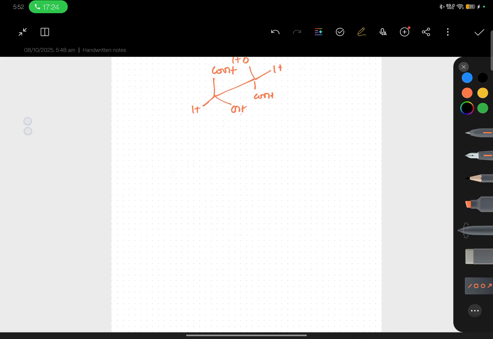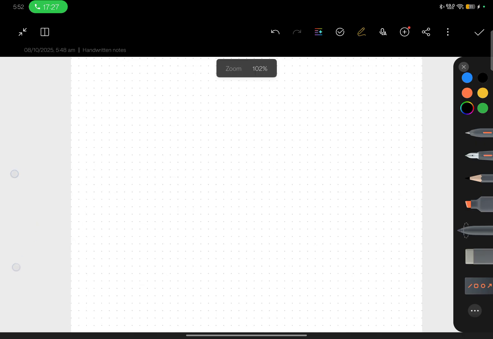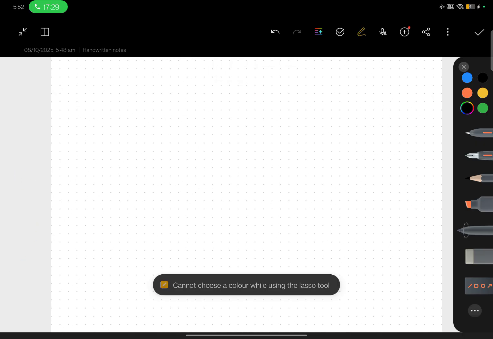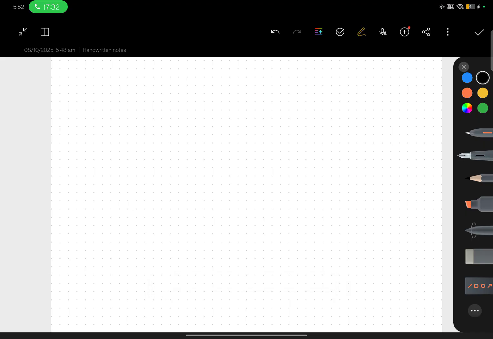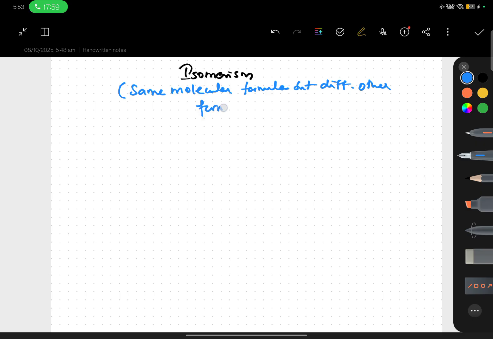Yes, sir. So the next important topic would be isomerism. Please make a note. What do you mean by isomerism? Same molecular formula but different other forms. What are the other forms? It can divide into further two.